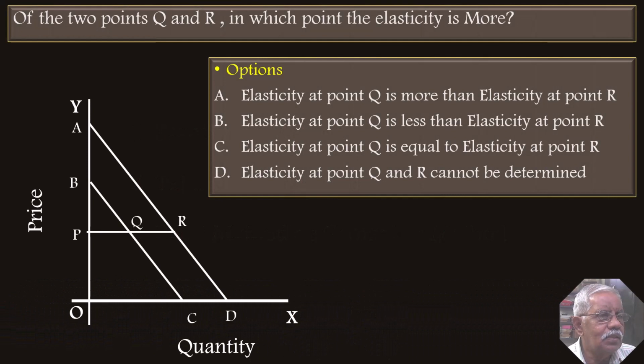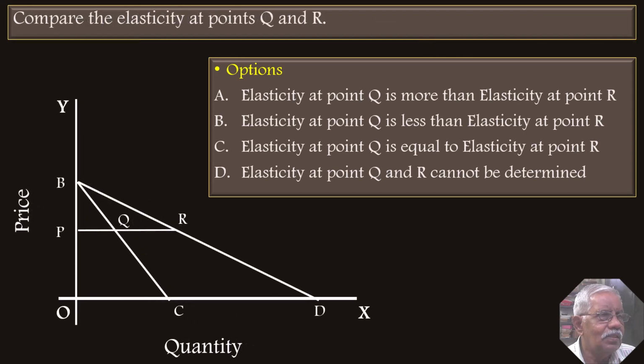Of the 2 points Q and R, in which point the elasticity is more? The two demand curves are parallel. We have to find at which point elasticity is more. Good. Look at this. Compare the elasticity at points Q and R. Here, the demand curves start at the same point on the y-axis, but have different slopes. We have to compare the elasticities.